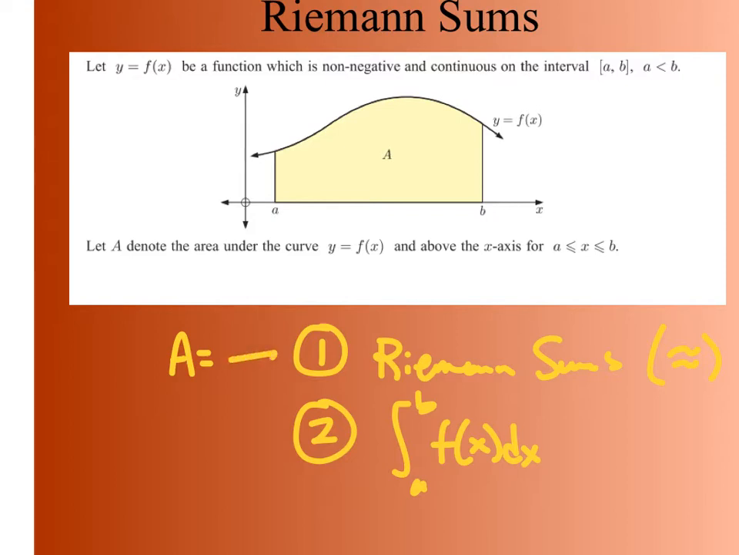Now there's 4 different ways to do a Riemann sum. I'm going to talk about that on the next page. But fundamentally, we're going to use the area under the curve using the integral notation.